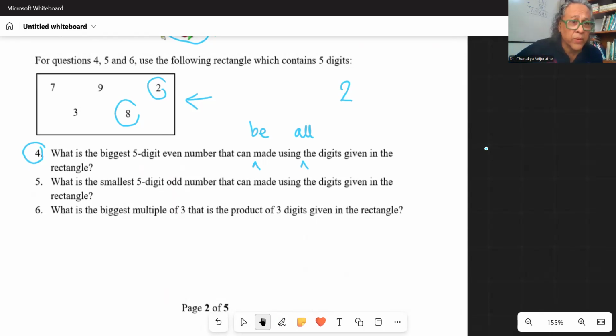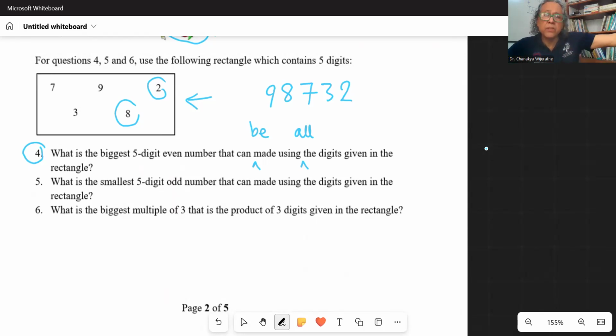Sorry, we start from the biggest, and then we start with the biggest, which is 9. So 9, and the next biggest is 8, 7, 3, right? So you can see why we chose the smallest even number to be the unit digit, because then we can make the number bigger.